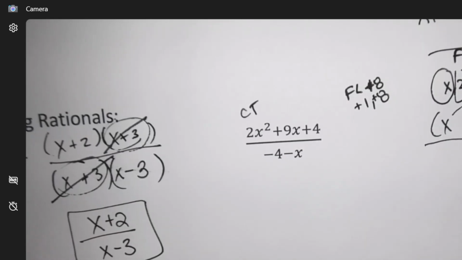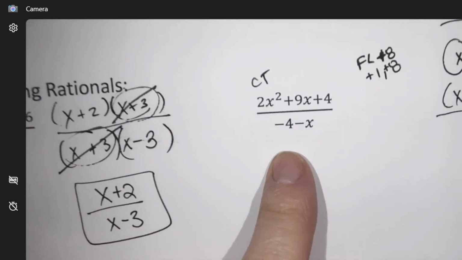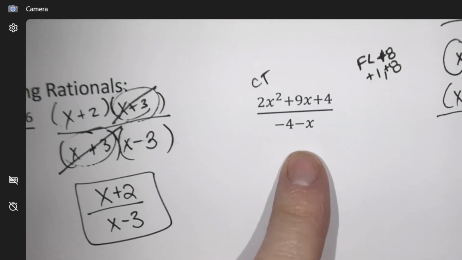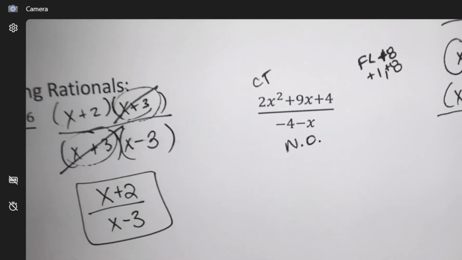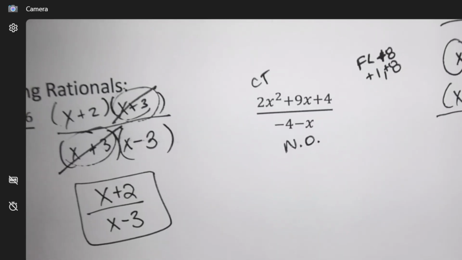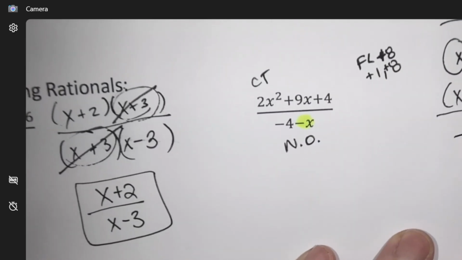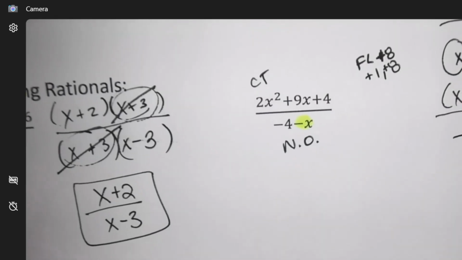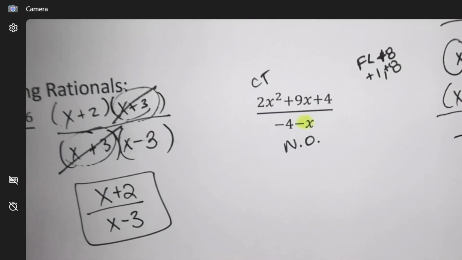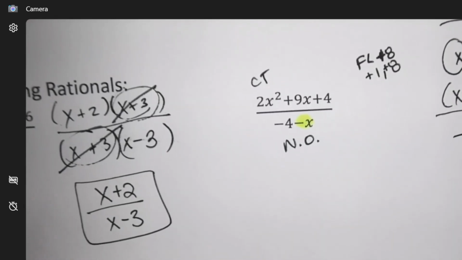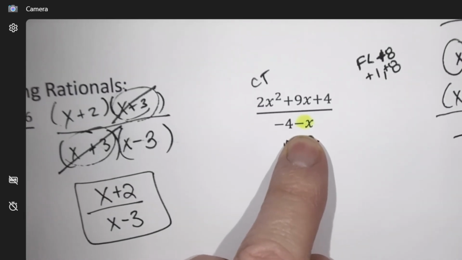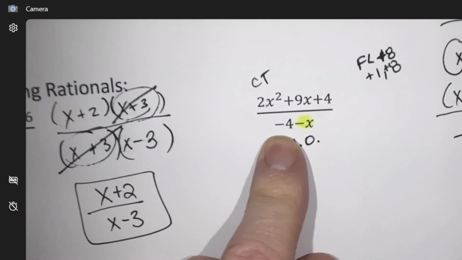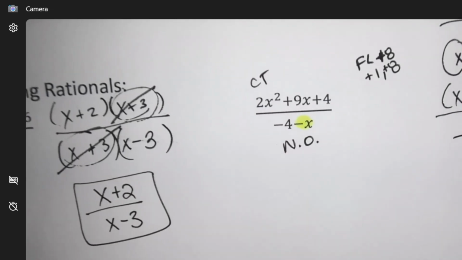Okay, bottom. What do you want to do with the bottom? We got to do some work to it. Negative out. That's that new style. Okay, why? Because I don't like negative variables. Yucky. Okay, negative out. Okay, what does our factor become? What's our letter now? Not negative x, positive x. Not negative 4, positive 4.